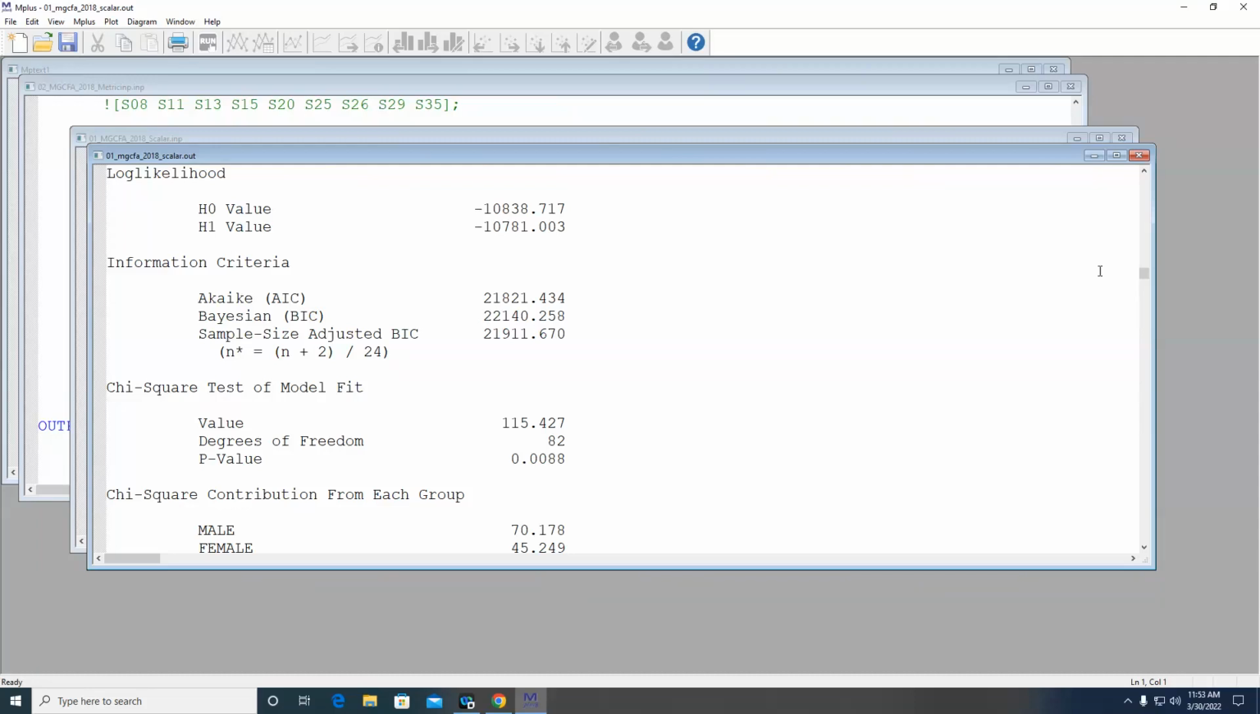So just for laughs, yes. I was just looking at the variances of S26 for males and females. If you look on page 3 at the covariance matrix for S26, the diagonal for S26 is going to be the variance of S26. So 2.767 is the variance of S26 for males.